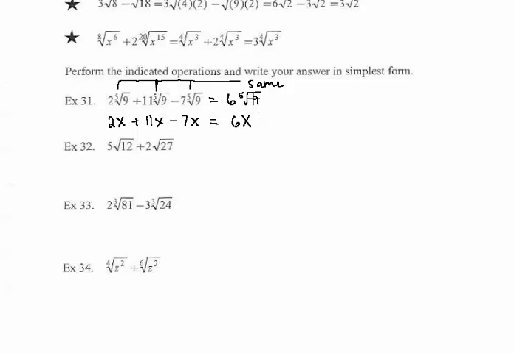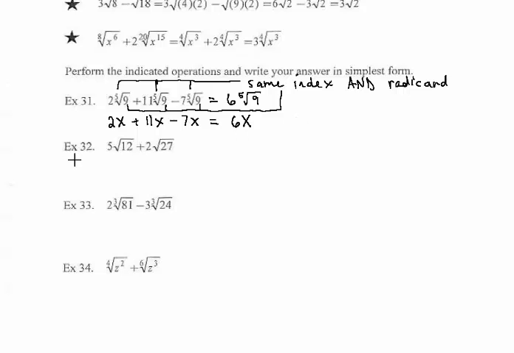Alright, but in order to do this, we have to have the root numbers the same, and we also have to have, and I didn't mention this, and I should have, we have to have the radicands the same. Same index and radicand. Else you can't add or subtract the two radicals that you're dealing with.